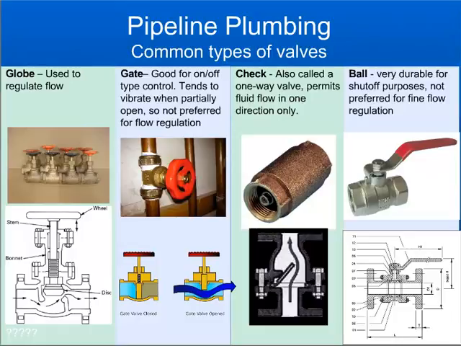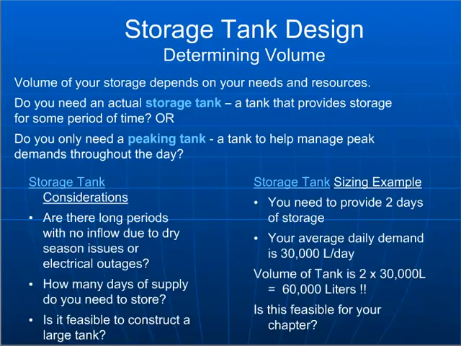The other common type of valve is the gate valve, and those are typically intended for simple on-off control. So you want the system to flow, or you want the system to be closed. You don't tend to use a gate valve to regulate flow. It's either on or it's off. A check valve is commonly used if you're trying to allow flow in only one direction. Then the ball valve is also another good, a little bit more durable on-off type valve. But again, it doesn't work very well for the purpose of regulating flow.